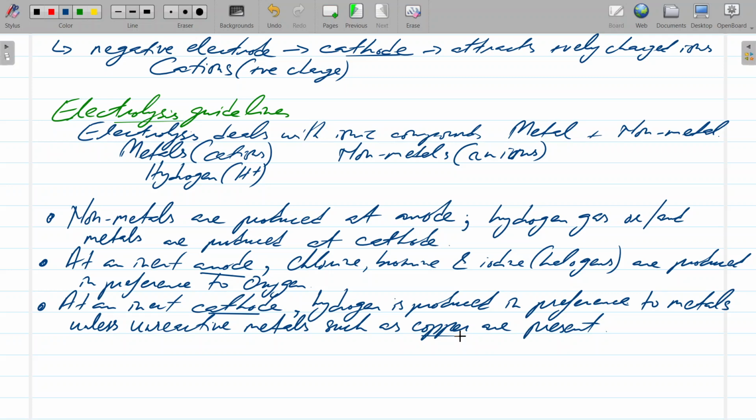Okay, now this is all theoretical. We haven't seen any electrolysis happening yet. These are just guidelines and things to keep in mind, and definitions. So let's take a look at an example of electrolysis.